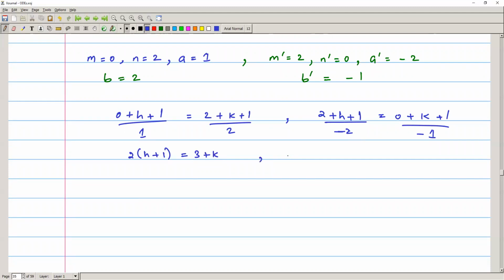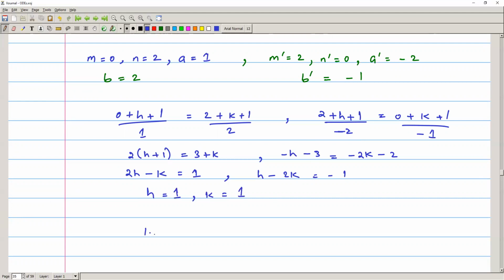And from here we have negative h minus 3 is equal to negative 2k minus 2. So we have two equations, we can solve for h and k. So we'll have the equation from here, 2h minus k is equal to 1, and from here we will have h minus 2k is equal to -1. And solving both the equations, we will get h equals 1 and k equals 1.